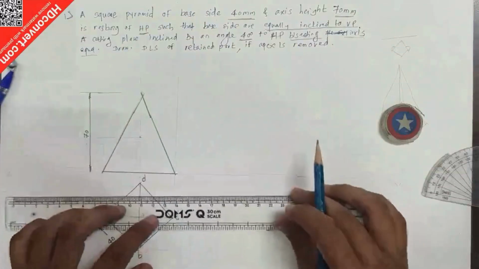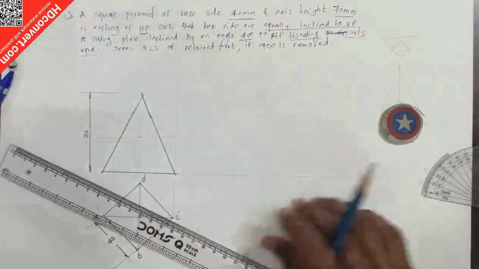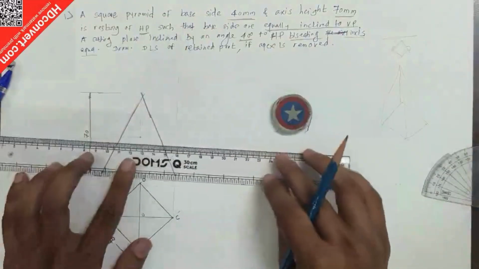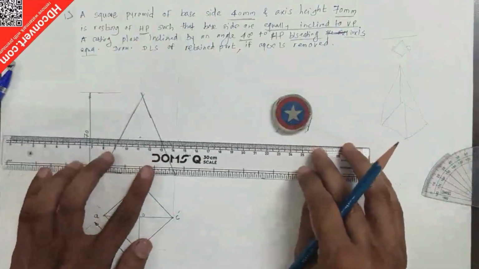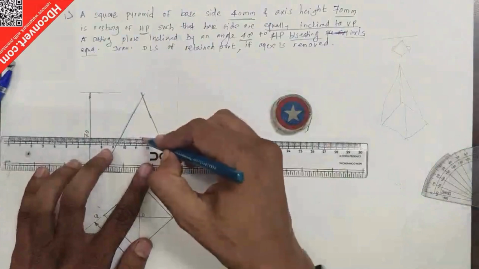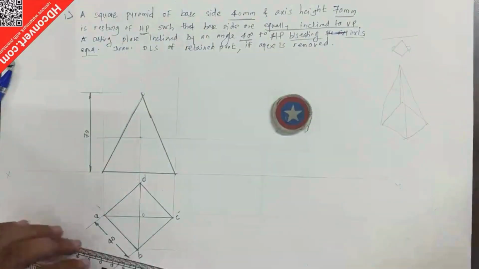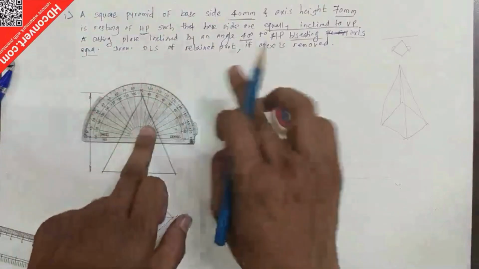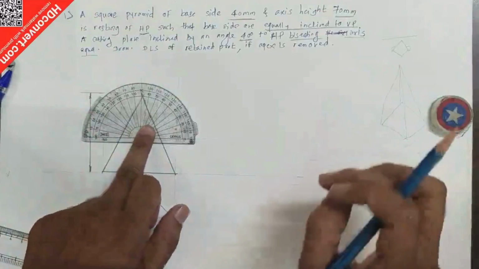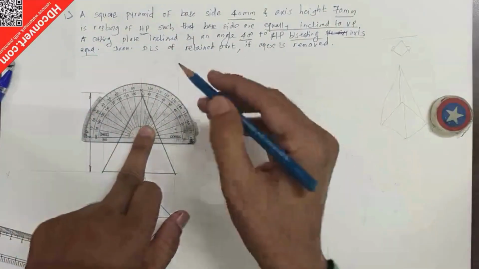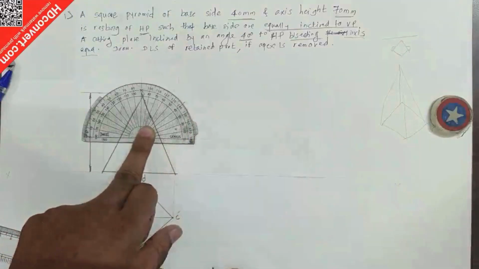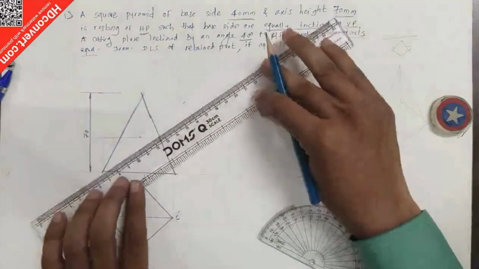Okay, so the angle is given as 40 degrees. For taking that 40 degrees, I'll use a protractor. From here, what is given? Bisecting the axis equally to AIP, that is the auxiliary inclined plane. So this angle is 40 degrees.